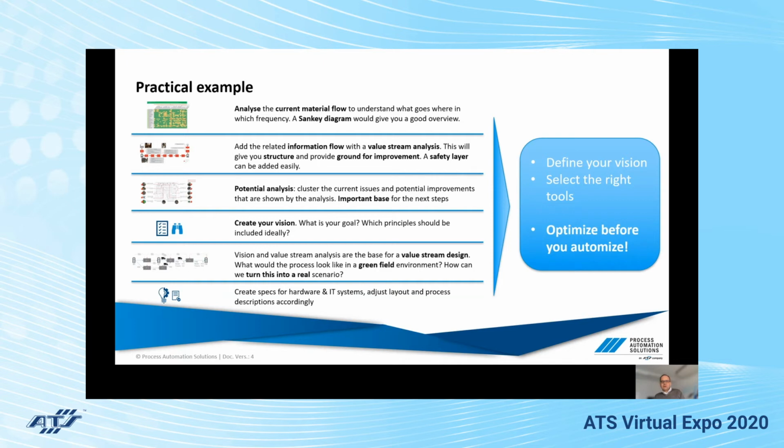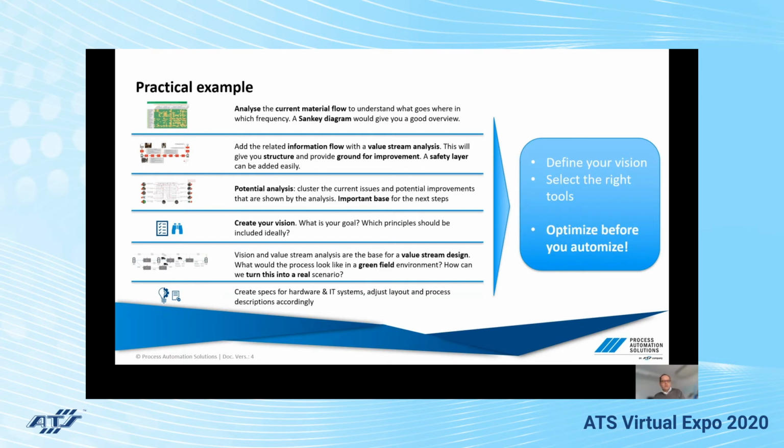Once having done this, we would add the related information flow. Logistics is nothing with the right information in place. So we would do this one with a value stream analysis to see how the information flow is performed currently. This will give you a structure. And this will also provide ground for improvement. And the beauty of a value stream analysis is that you can add additional layers to this. In our case, this would be a safety layer.